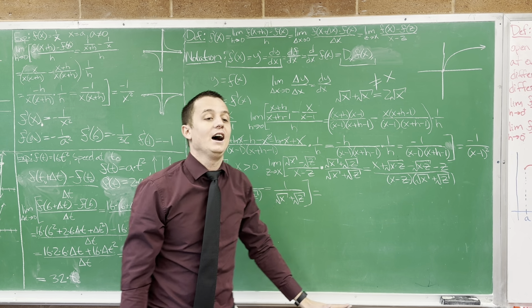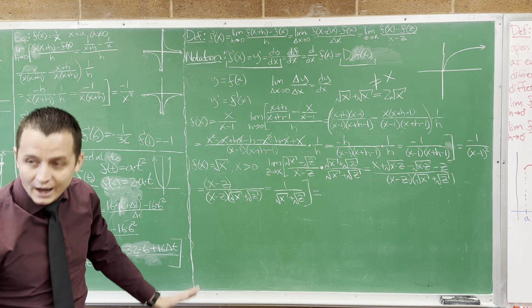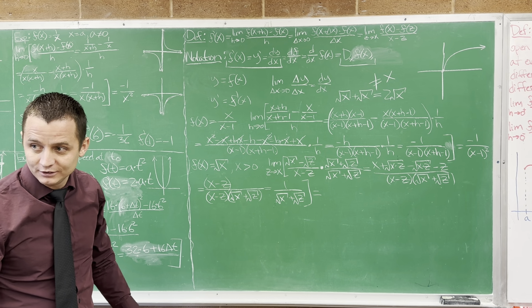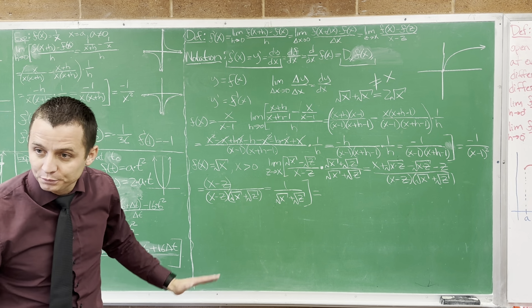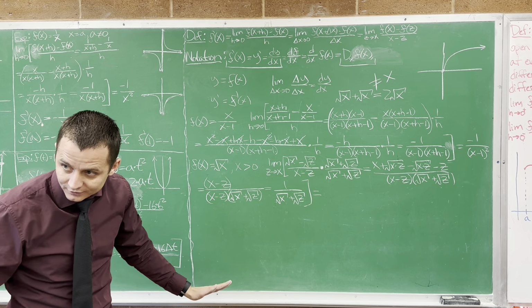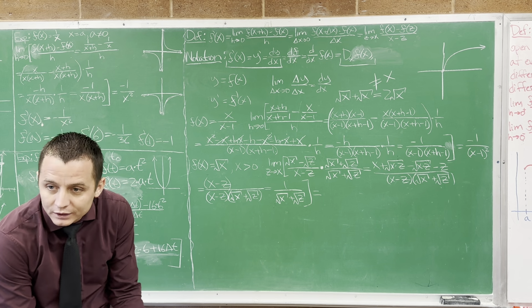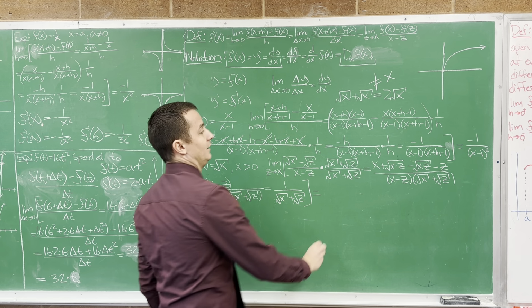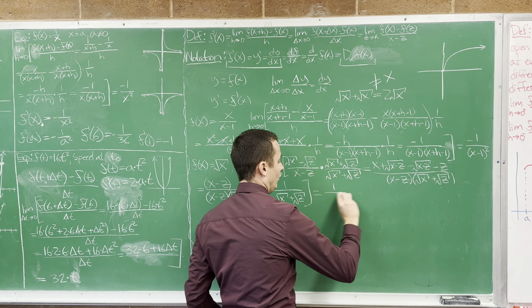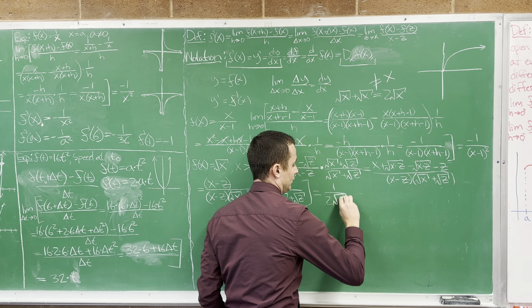What's an apple plus an apple? 2 apples. What's the square root of x plus the square root of x? 2 square roots of x. A thing plus a thing? 2 things, whatever those things are. And so the answer here is just 1 over 2 square roots of x.